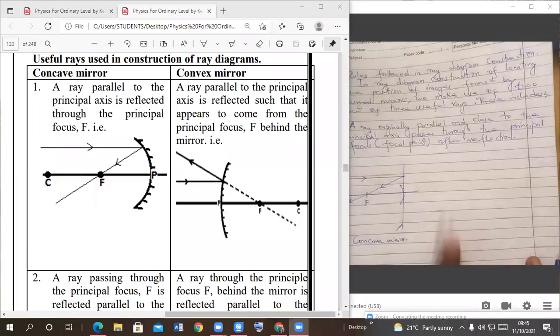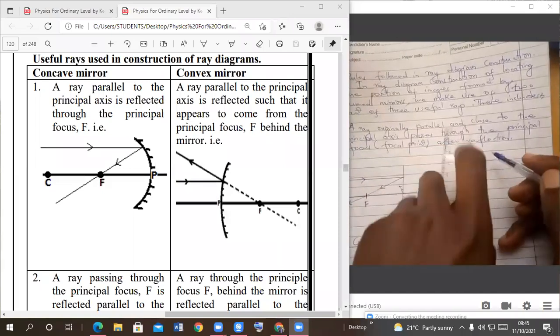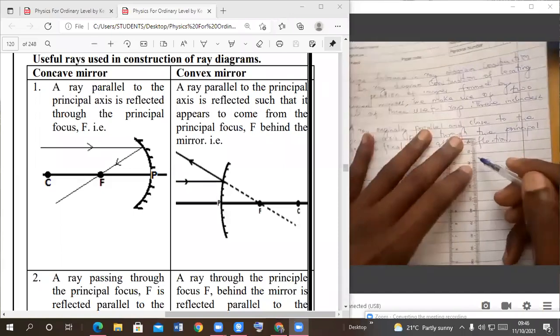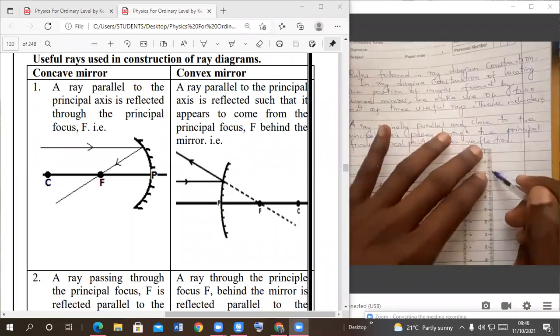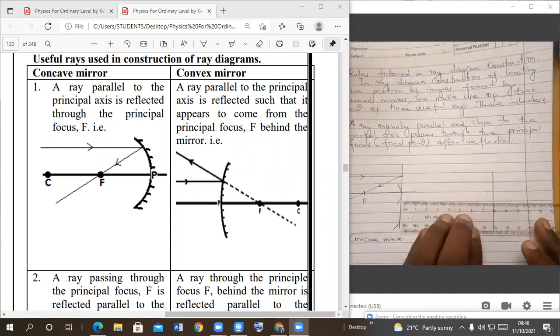So what about for convex? How will it look like? So if this is it, this is how it will appear. This is the pole of my mirror. Like this.